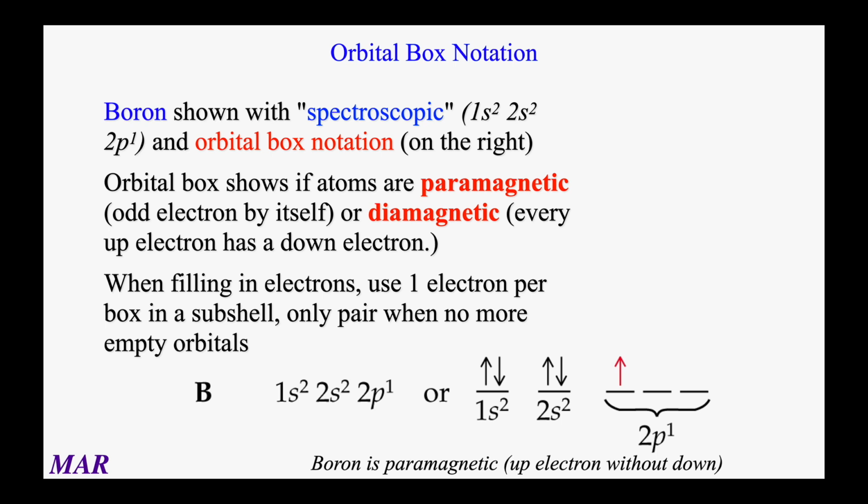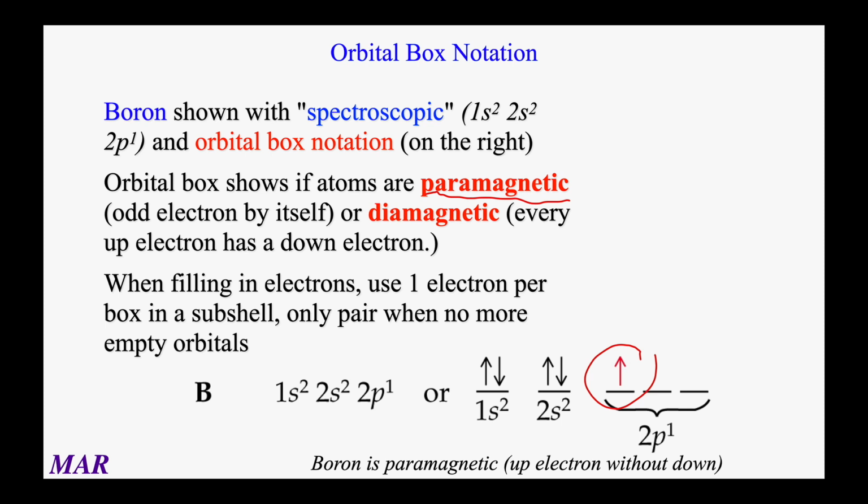One thing that the orbital box notation does is it shows if you have something that's paramagnetic or diamagnetic. And boron has this individual electron in its own orbital by itself. And for reasons which we'll talk about more in the 200 level, that makes that electron a lot more reactive with things around it. And things that are by themselves, electrons by themselves, that are spin up without a spin down, or even spin down without a spin up, they're called paramagnetic.